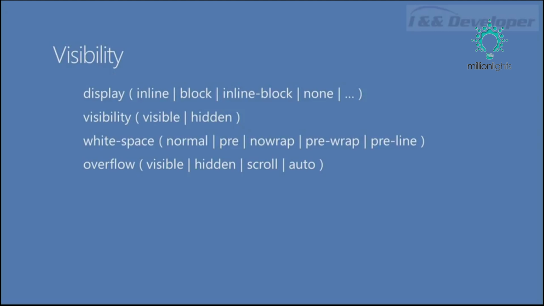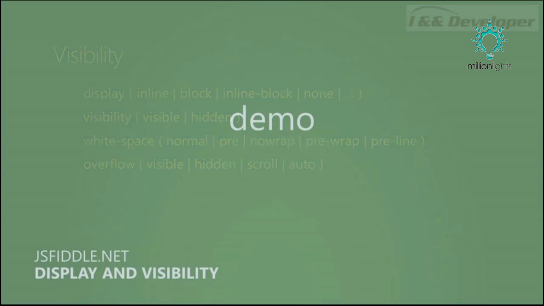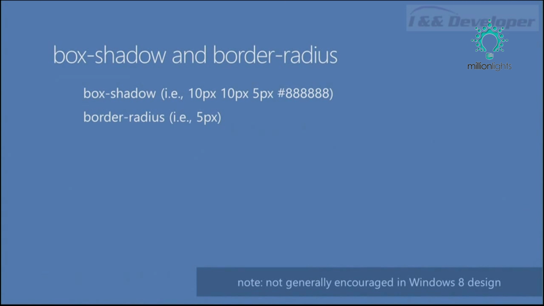And you can specify that you just want to chop it off by specifying hidden, or you want to automatically or manually scroll that content. And we use that a lot in Windows 8 development. So that visibility is controlled for us. Finally, we've got control over the box shadow, much like the text shadow that you were showing us.